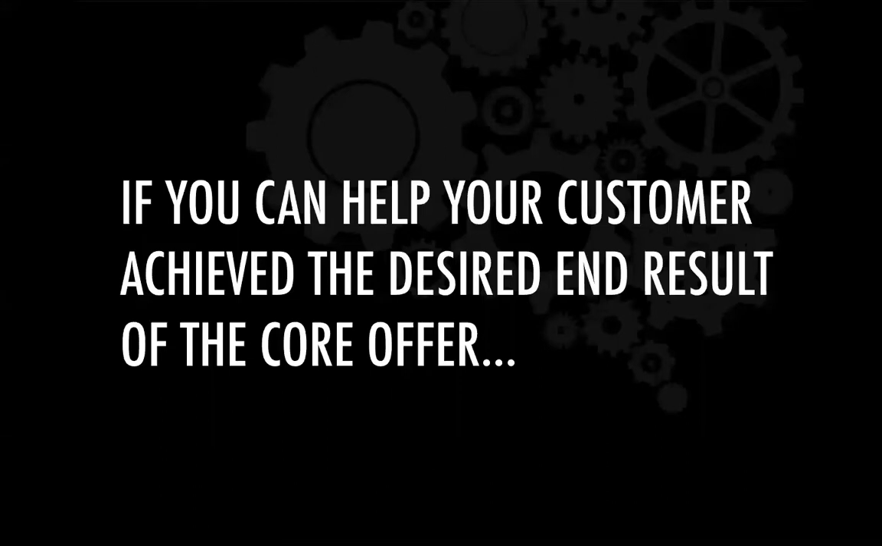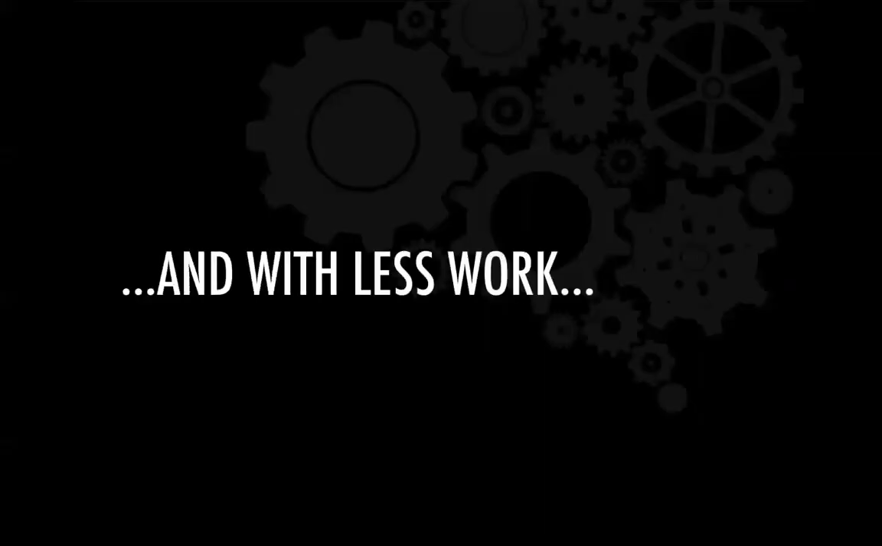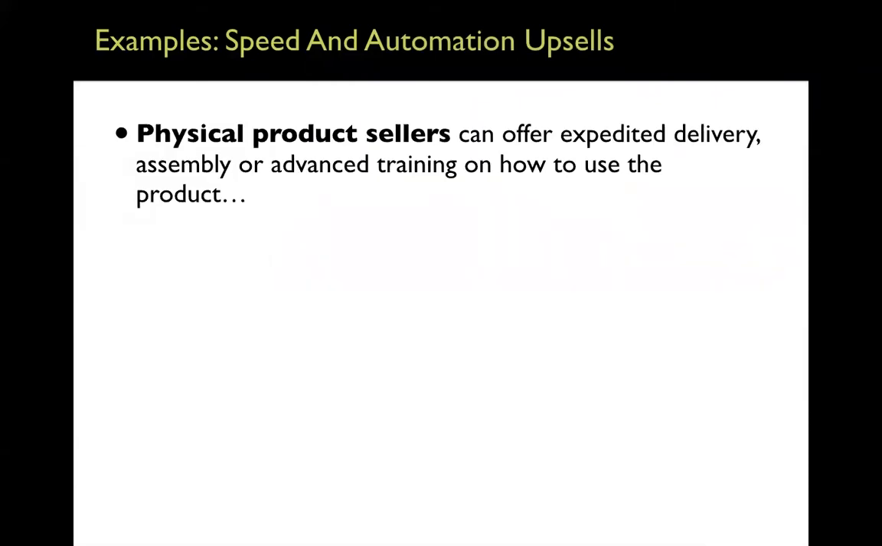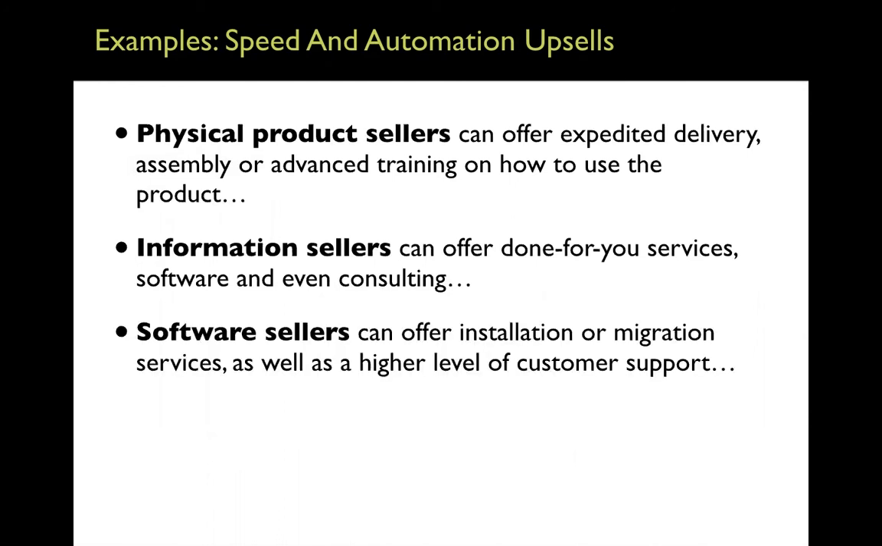But the best profit maximizer by far includes some form of speed and automation. So if you can help your customer achieve the desired end result of the core offer, AKA their after happy state, faster and with less work, they'll throw their money at you and thank you along the way. Speed and automation upsells. So physical product offers can offer expedited delivery, assembly, or advanced training on how to use the product. Information sellers can offer done-for-you services, software, and even consulting.